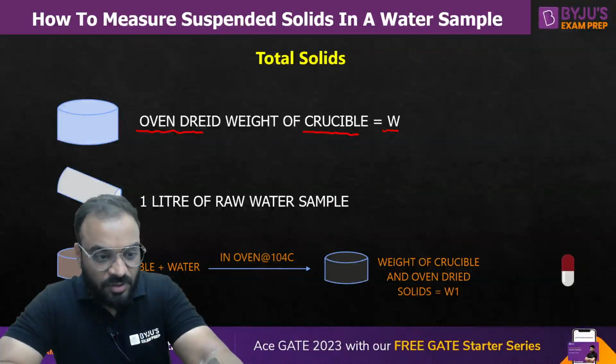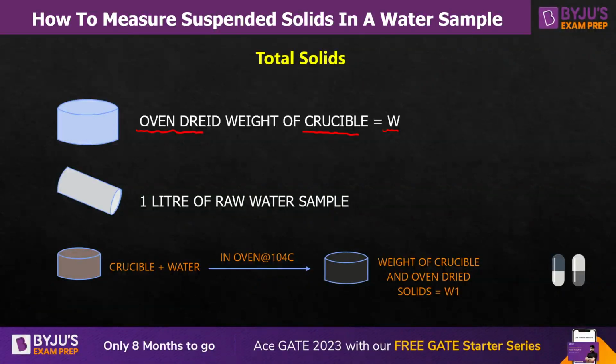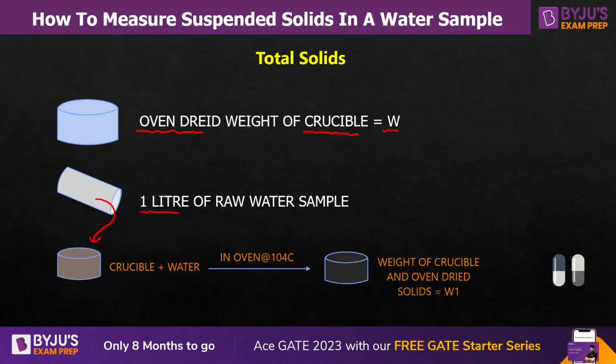Just a second, guys. Okay, let me hide myself so that you can see the figure properly. Now you can see here, guys, this is our water sample. You need to pour this particular water sample into the crucible. The amount of water over here is basically 1 liter, so we are taking 1 liter of raw water sample and putting it in a crucible. So ultimately we have the weight of crucible plus water in this particular case.